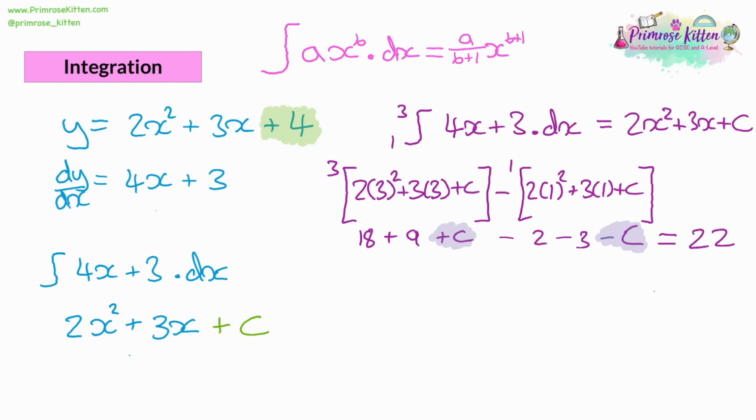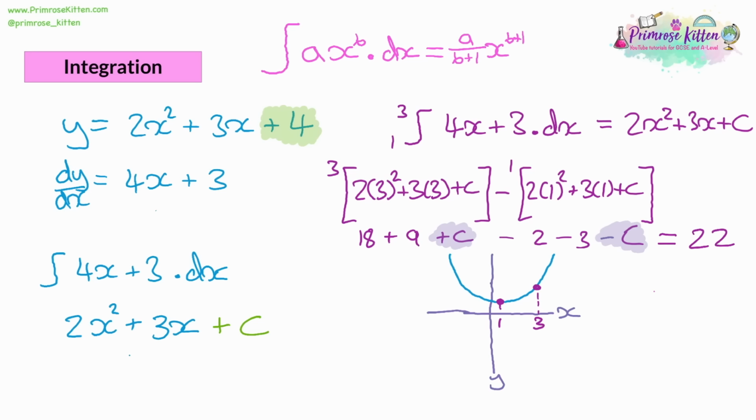Now you might be wondering, what does this represent? So let's draw it on a graph and see what it actually means. So we're going to have x and y coordinates. We are going to have the curve, which is our 2x squared plus 3x plus 4. So what does the definite integral mean? Well, we substituted in 3 and 1. So what this means is you can have 1 on the x-axis, and you're going to have 3 on the x-axis. So this is what we're looking in between.